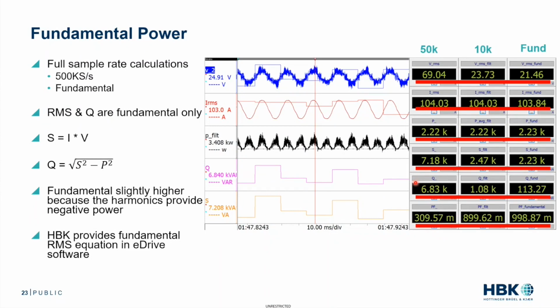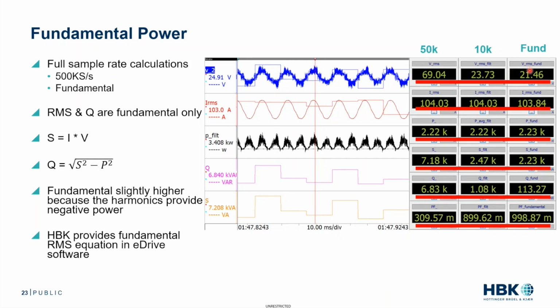Now let's look at the fundamental, and we compare the 50 kilohertz, the 10 kilohertz, and the fundamental. And what we find is that 69 volts goes down to 21. So there is still a difference between the, we filtered out the switching frequency and the fundamental. And this is those fundamental-based harmonics. This is your 5th, your 7th, your 13th, your 11th. So again, we need to ask ourselves, where do we want that filter to get our RMS values? Or do we just want to operate with fundamental?